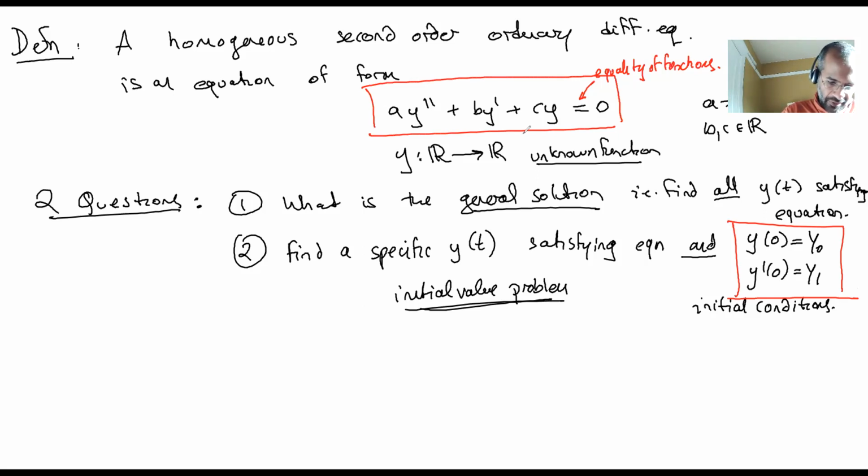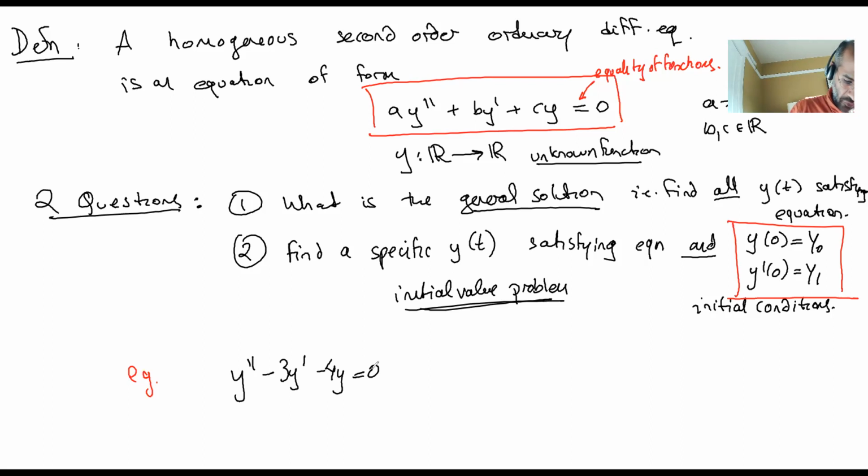So for example, we have this running example, which we'll mostly be running in the next lecture. The example I had written down is an equation, y double prime minus 3y prime minus 4y is equal to 0.